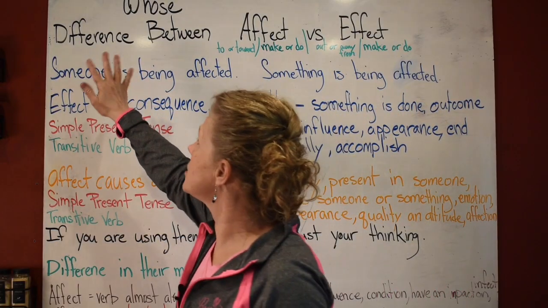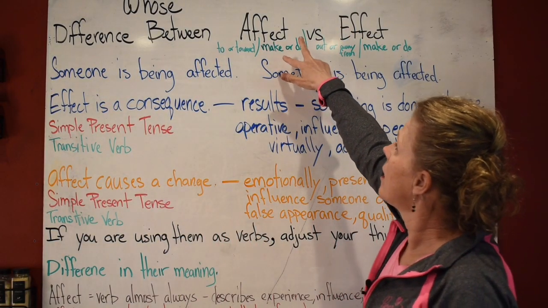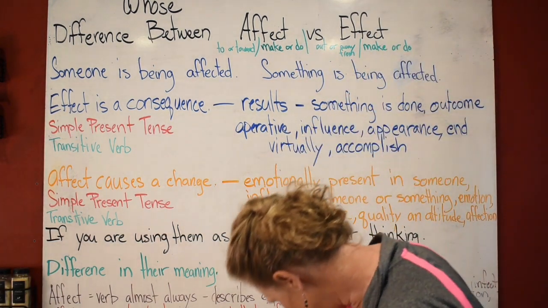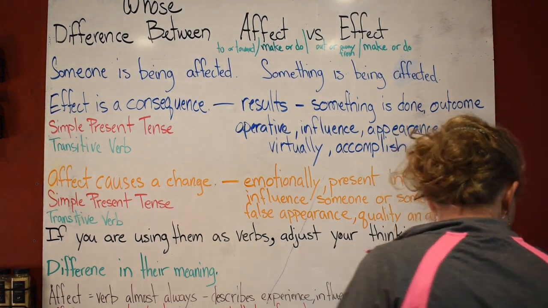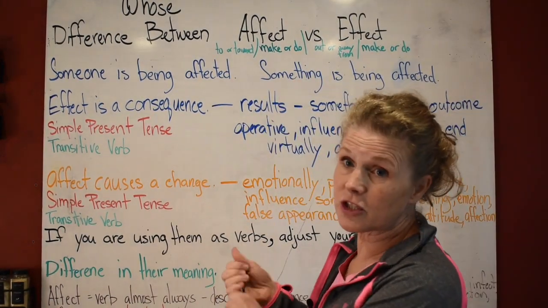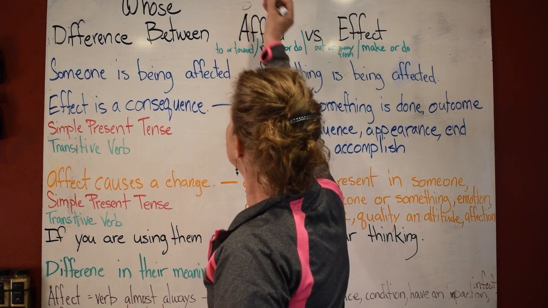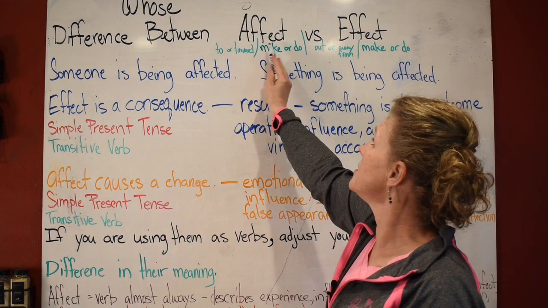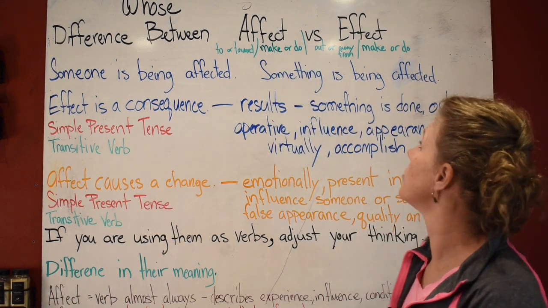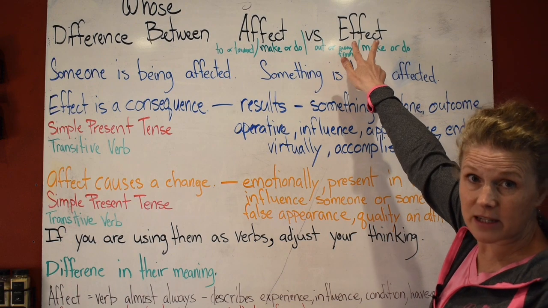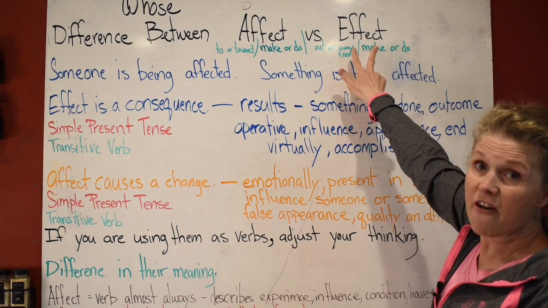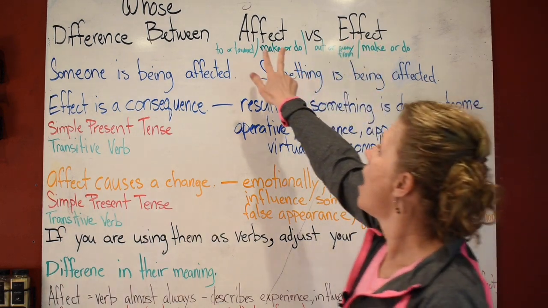So we're going to actually start with understanding affect and effect. How do we say it? Effect. This turns to schwa because this is our Latin root and it is the accented syllable. And this says effect, effect, effect.